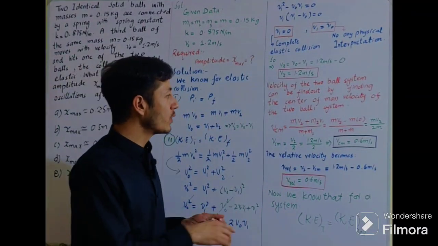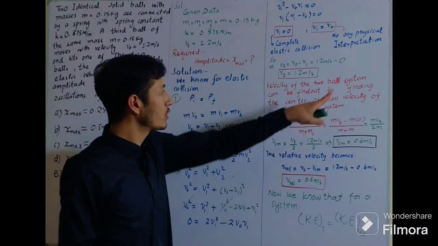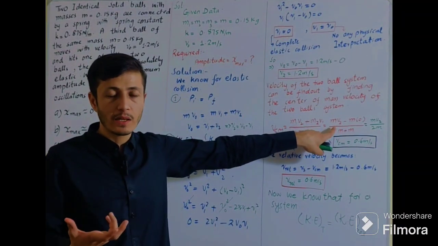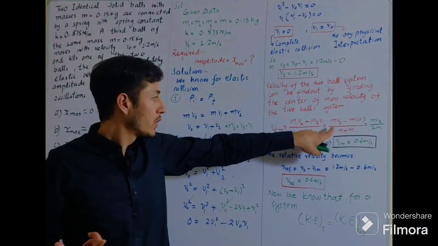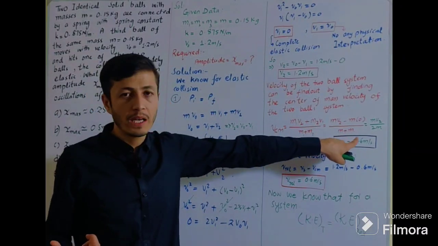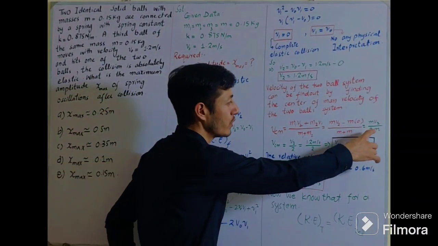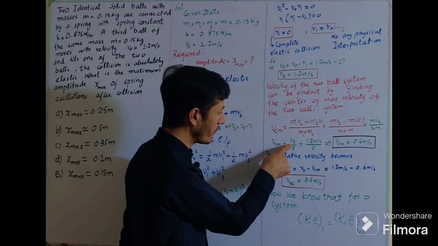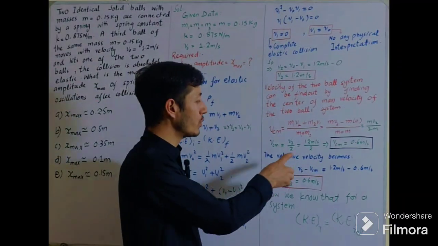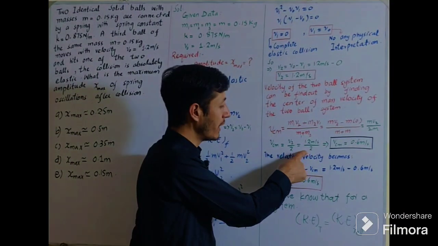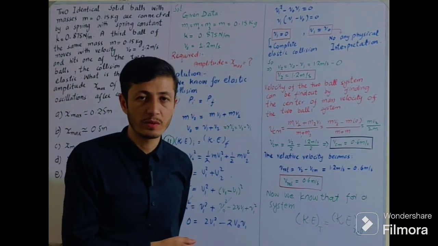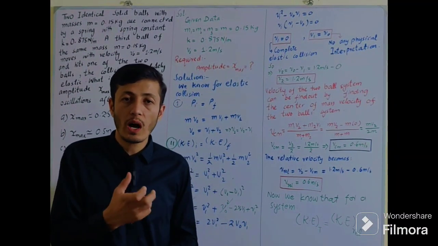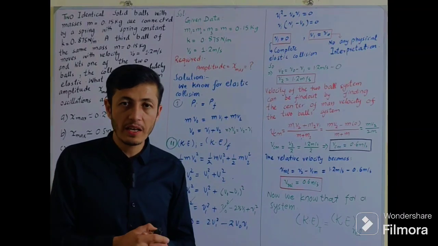m2), that is equal to, by applying the conditions here, V1 is 0. Then it becomes m1 into v2, where m1 and m2 are equal to m, so it becomes m1 into v2 divided by m plus m. It gives us m into v2 divided by 2m, and m will be cancelled out. The velocity of the center of mass will become equal to the velocity of body 2 divided by 2. Velocity of body 2 is 1.2 meter per second. By dividing it by 2 it gives us 0.6 meter per second. So this is the velocity of the center of mass of the two identical bodies connected by a spring.